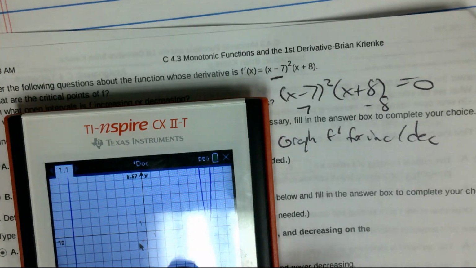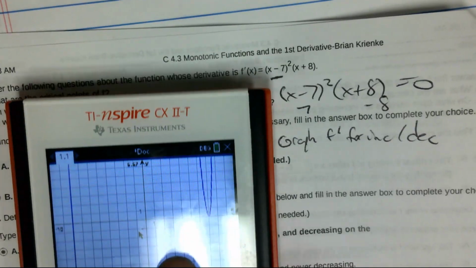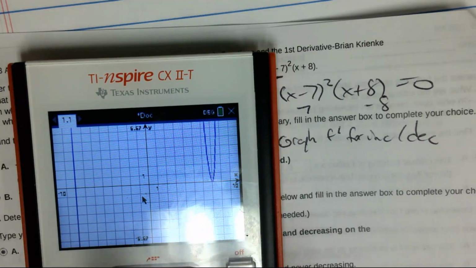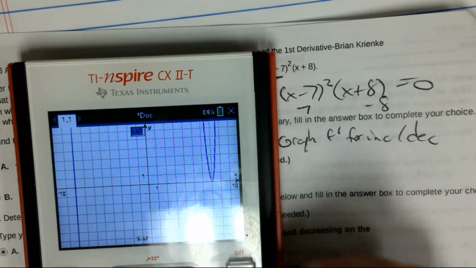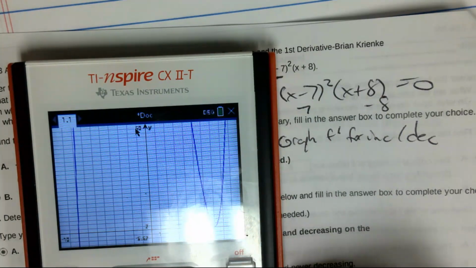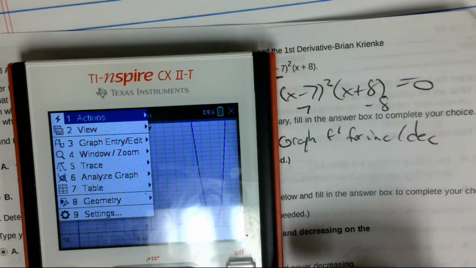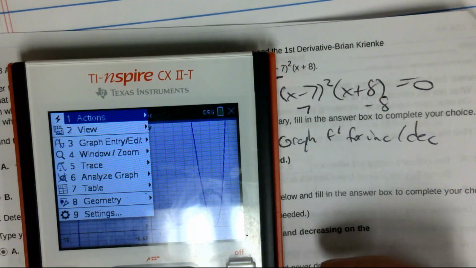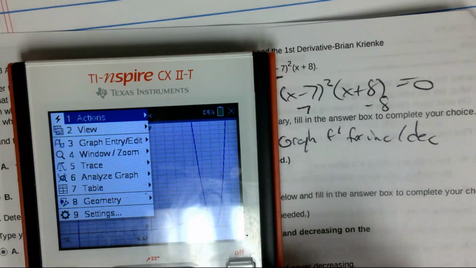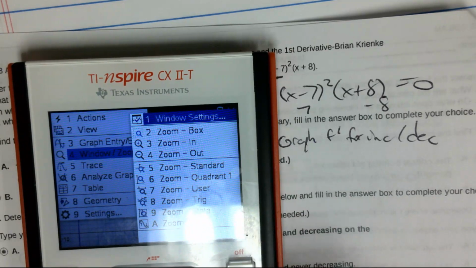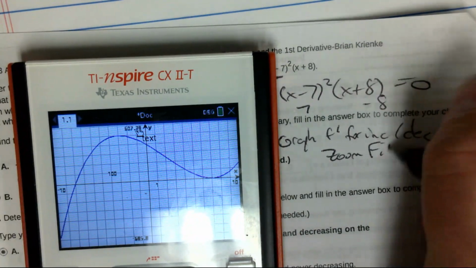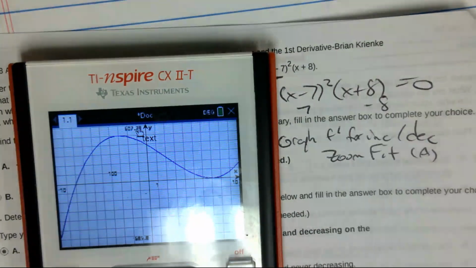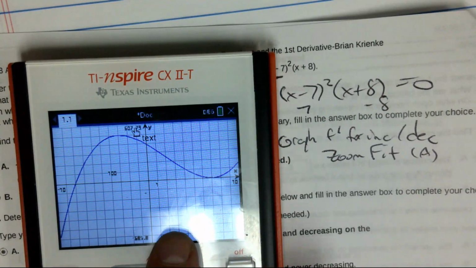Okay, there's our graph. Now, that's not a really good window because it looks like it jumps from here to here. So you might want to make this 50 or just zoom out. I guess 50 wasn't enough. I'm going to zoom out. Or actually, I'm going to zoom fit. So go to 4 and then zoom fit is A. And now I can see how it looks.